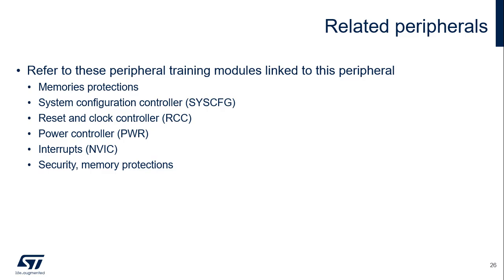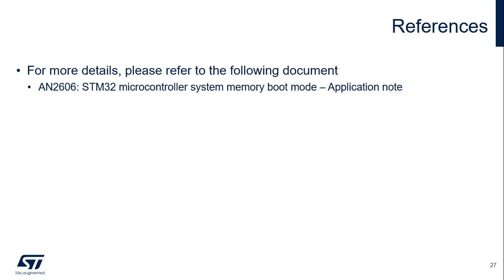The flash memory module has relationships with the following other modules: memory protections, system configuration controller, or SYSCFG, reset and clock controller, or RCC, power controller, or PWR, interrupts, or NVIC, security and memory protections. For more details, please refer to Application Note AN2606 about the STM32 microcontroller system memory boot mode.